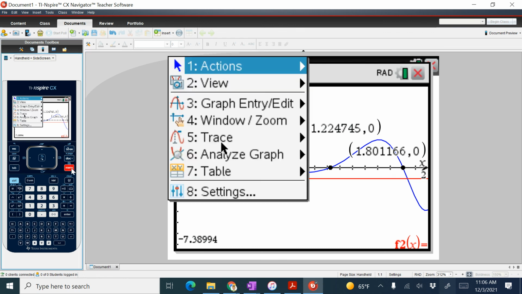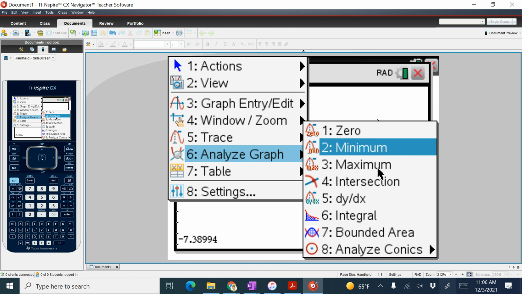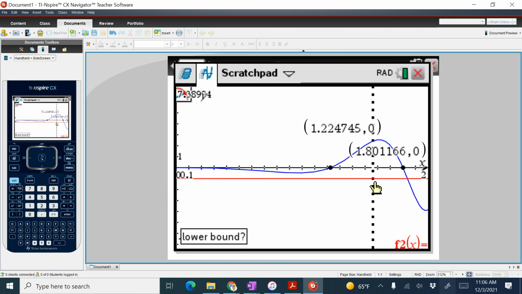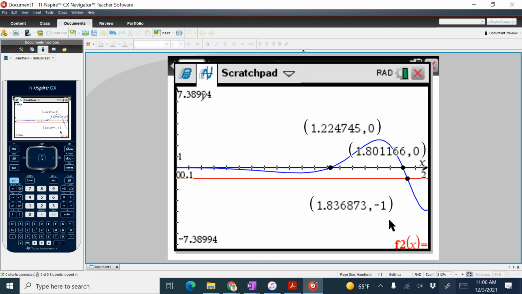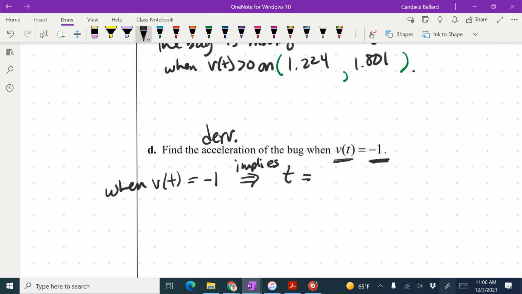So menu, what do I have to push from there? Analyze graph, and then what am I going to pick this time? This time I want to pick intersection. So I'm going to go to the left, to the right. And notice -1 is what we were solving for. So this number in front, that x value, is the t value. So I know that t equals 1.8368, something like that.